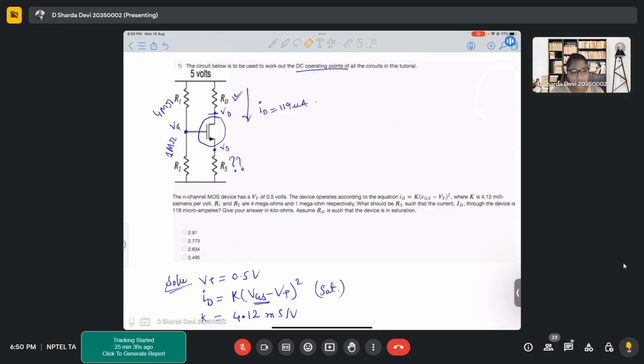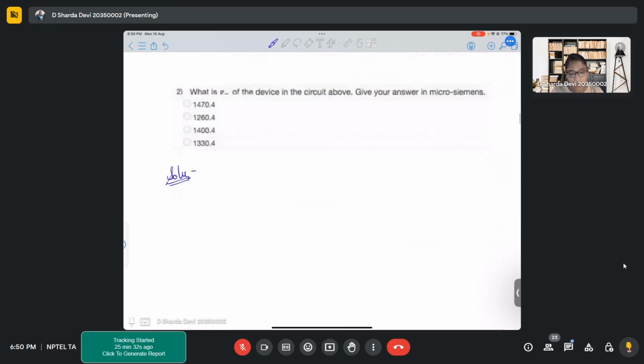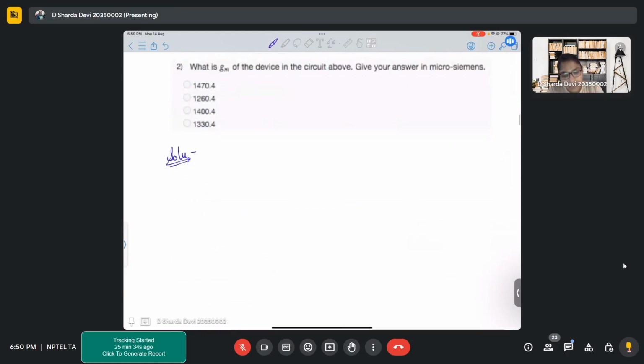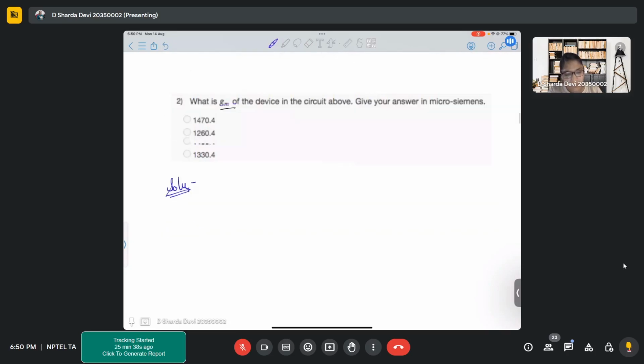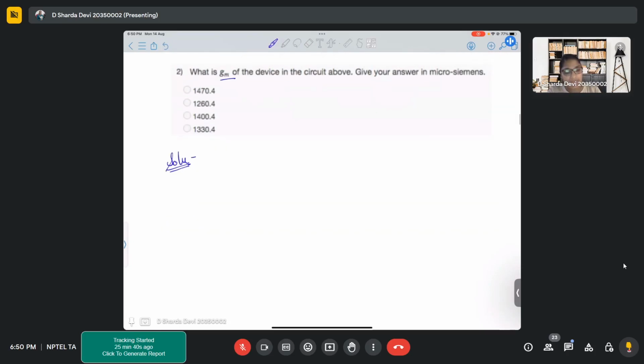So let's move ahead to the next problem. In this problem, for the same given circuit, we have to find the gm, right? And give answers in microsiemens. So what is the value of gm? What is the expression for gm in a MOSFET? We did it last time, right?